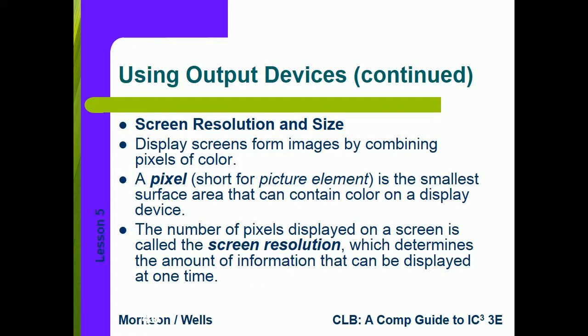Using output devices, continued. 40. Screen resolution and size. Display screens form images by combining pixels of color. A pixel, short for picture element, is the smallest surface area that can contain color on a display device. The number of pixels displayed on a screen is called the screen resolution, which determines the amount of information that can be displayed at one time.